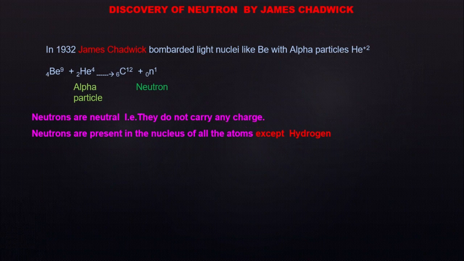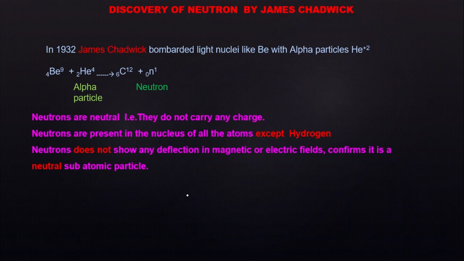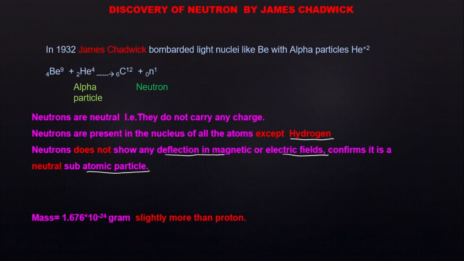This may be asked in your examination: which of the following does not carry neutrons? You must be able to understand that that's only hydrogen. That's why whenever a hydrogen atom loses its electron, we call it a proton only, because its nucleus contains a proton only. Neutron does not show any deflection in magnetic or electric fields, confirming it is a neutral subatomic particle. It passes straight through the electric field and magnetic field, confirming it does not have any charge.